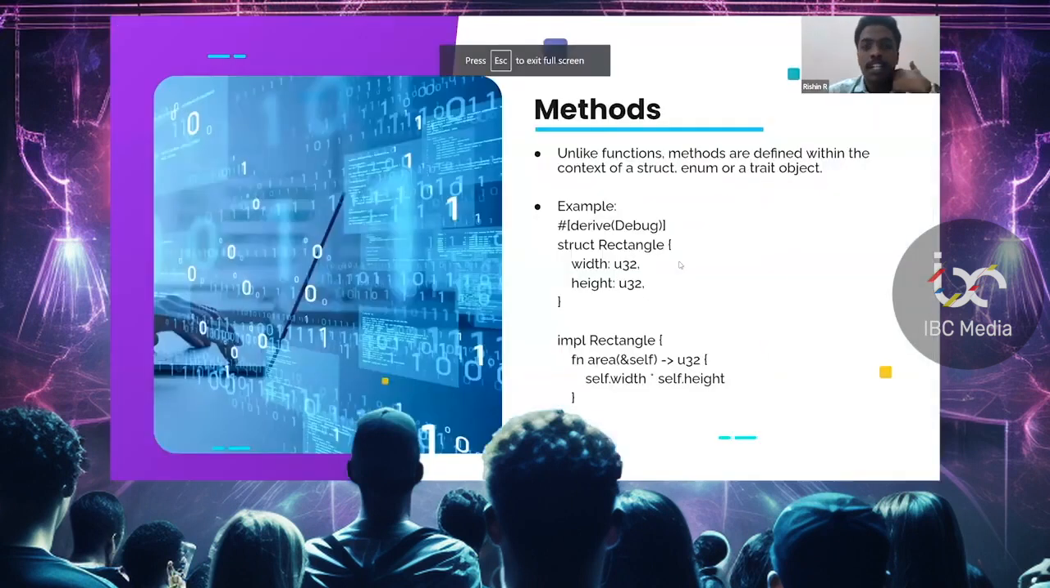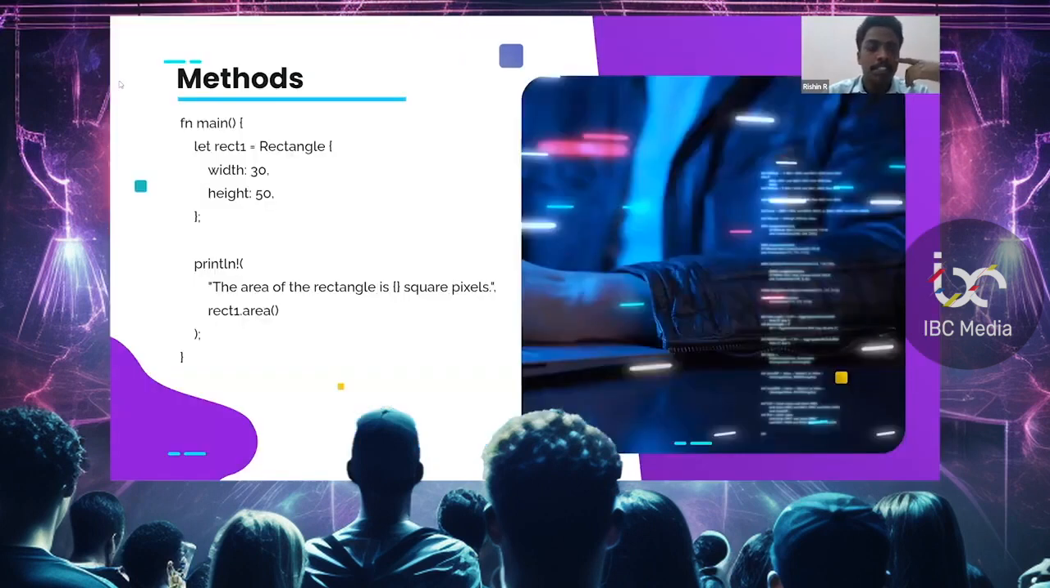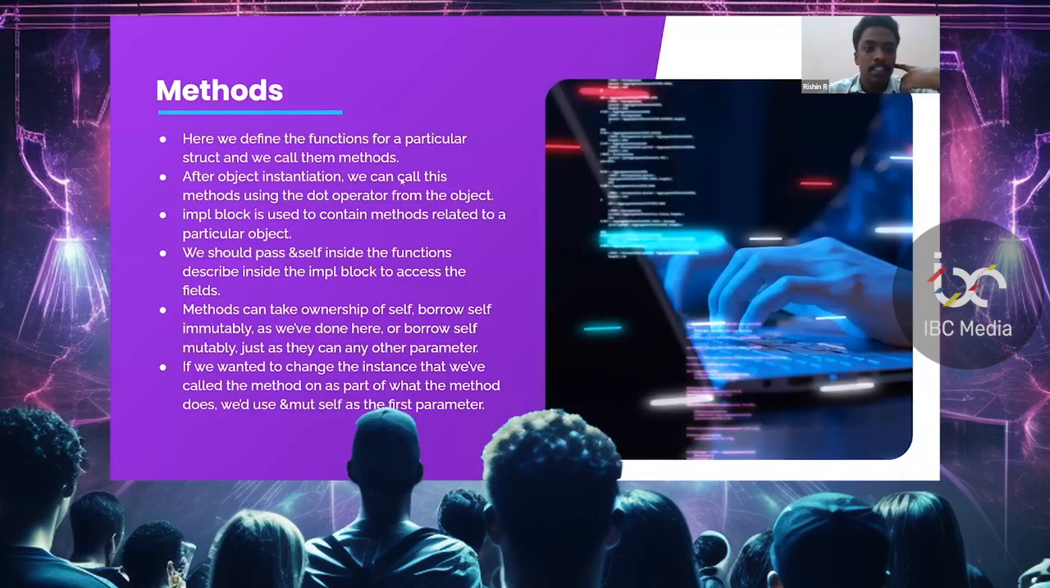Okay, so yeah, that was all about the methods. Unlike functions, methods are defined within the context of the struct. Now, what are methods? Methods are actually these functions that are defined inside the particular struct. Now we have discussed all these things. We should pass the &self inside the functions in the impl block to access the fields. Methods can take ownership of self, or borrow self immutably as we have done here.